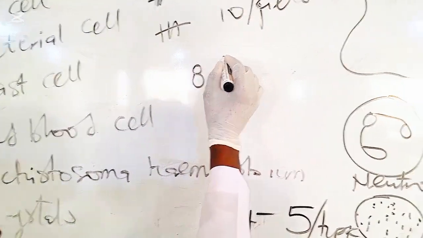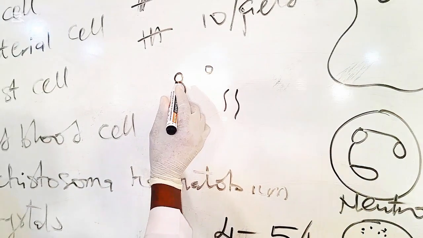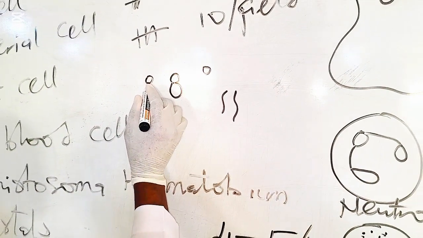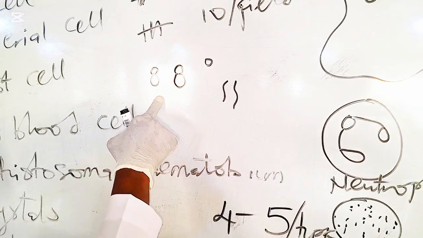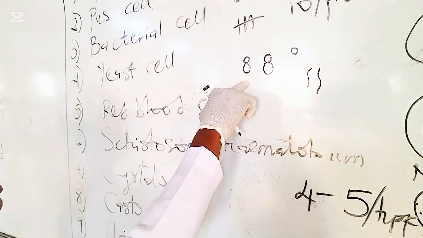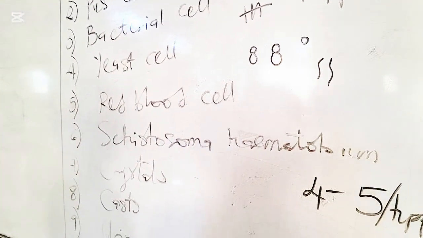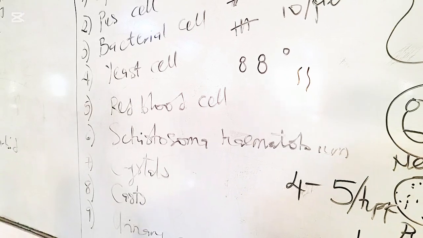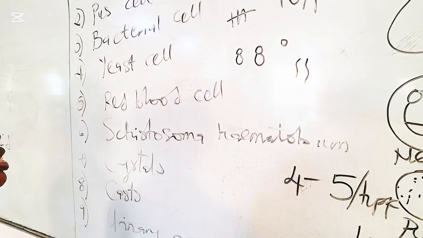If you see a single one, you must look out for the ones that are budding to be sure that what you're seeing is a yeast cell. So this is how yeast cells look, indicating fungal infection. Now the next is red blood cell.